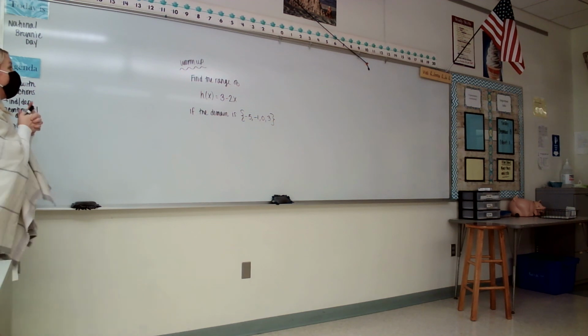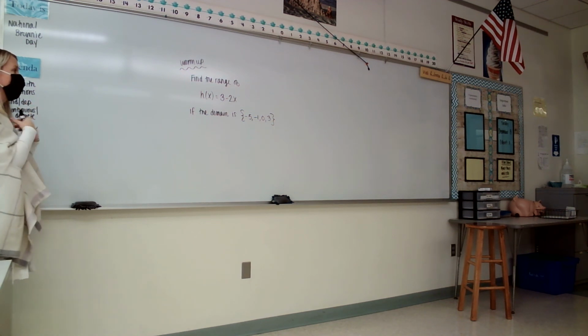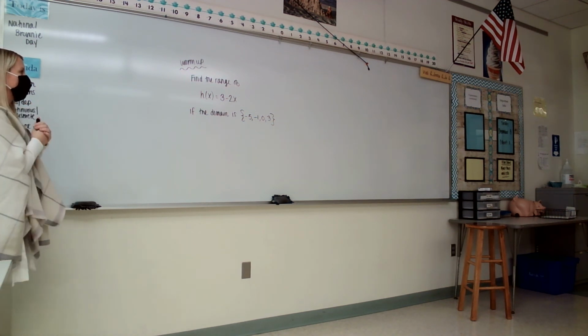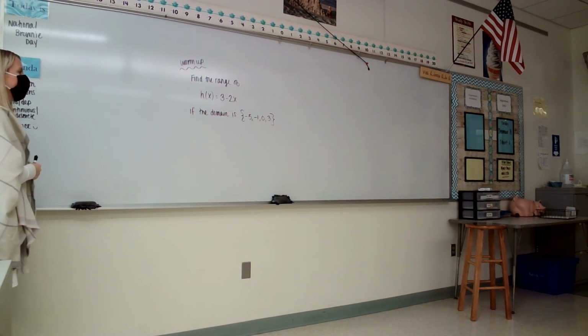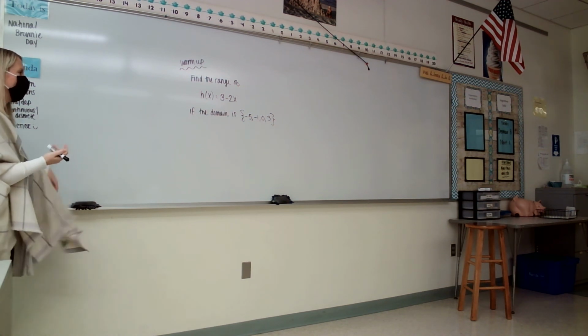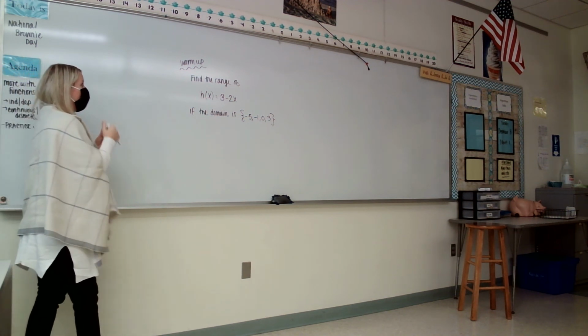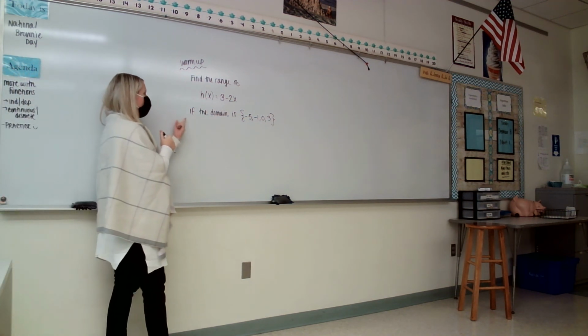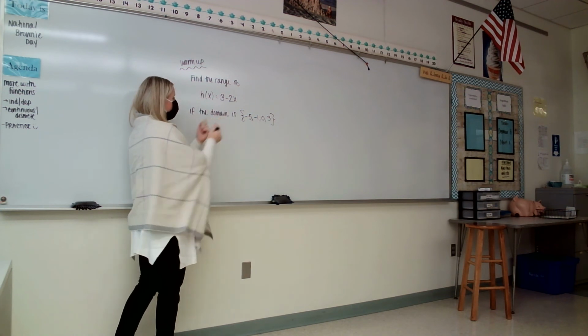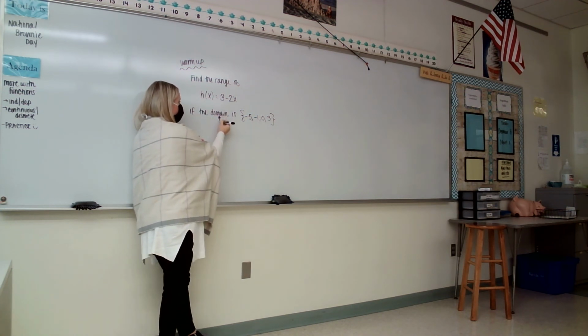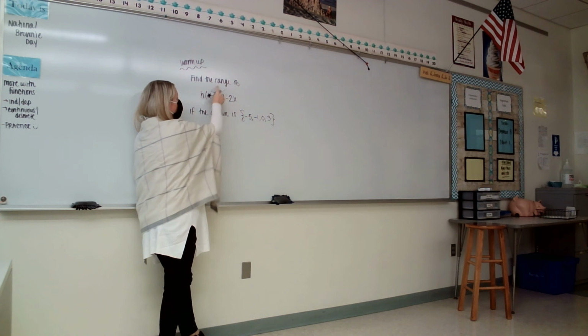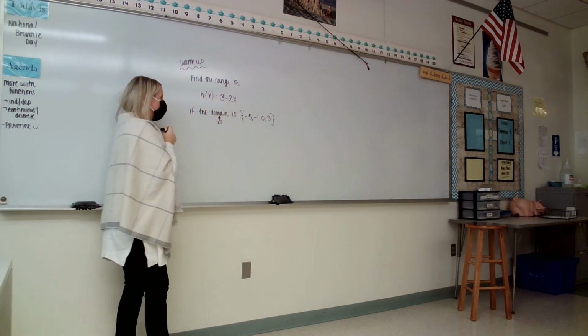Okay. Find the range of a function. So we're given the function h of x equals 3 minus 2x. If the domain is, and it's given us 4 numbers. So we just remind ourselves, what does this mean? Range just means find the output. If the domain is this, that just means it's giving us the x's. Find your output, so in this case, find my h of x.